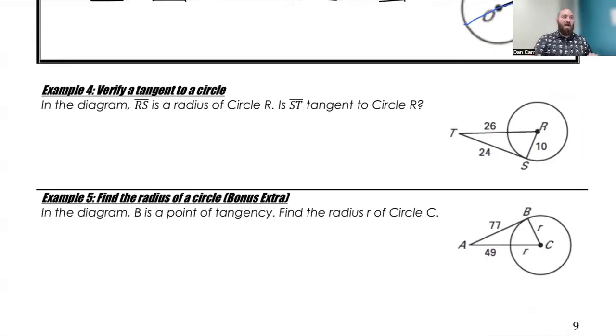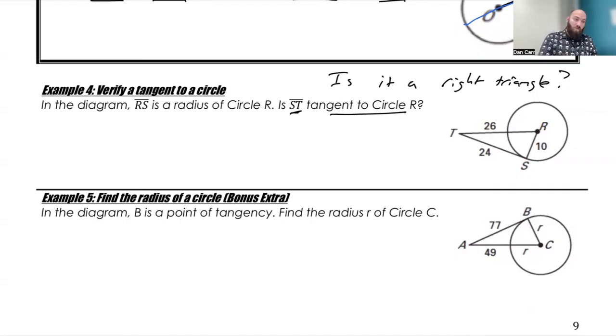In this case, we're going to confirm it or use this information along with our right triangles, meaning we are going to do some Pythagorean theorem. So for example, RS is a radius. Is ST tangent to the circle R? The idea is that if ST is tangent, this has to be a right angle. If that's a right angle, then that's a right triangle. So really, this question boils down to, is it a right triangle?